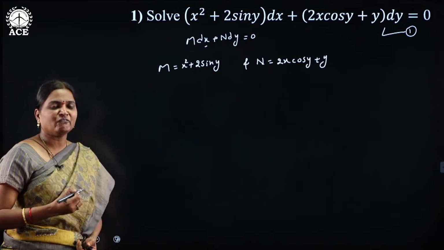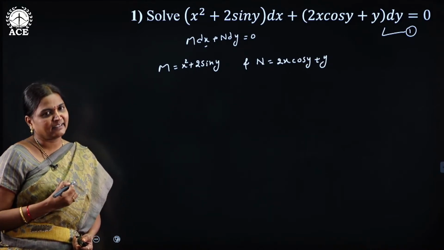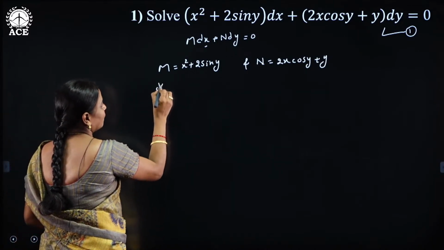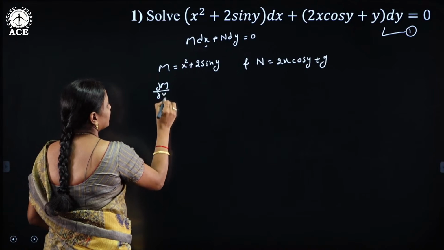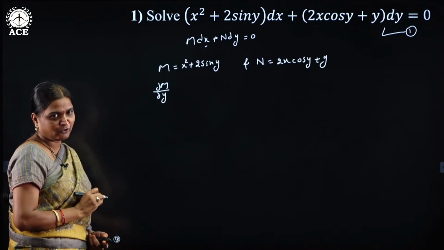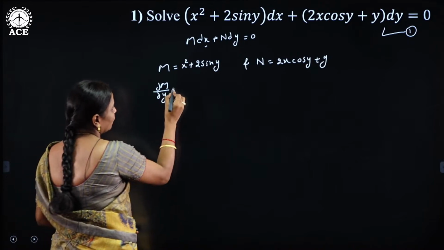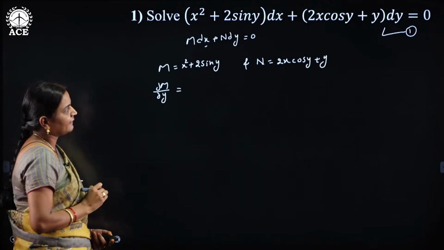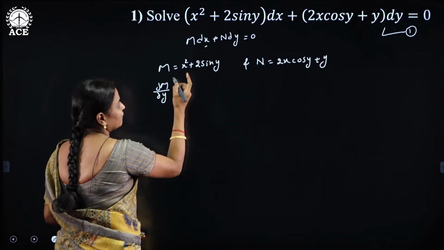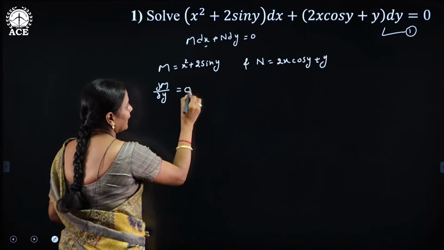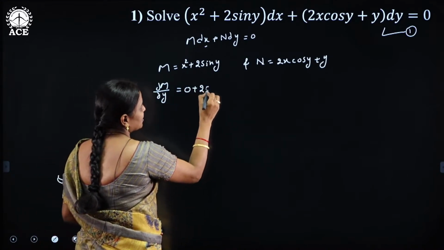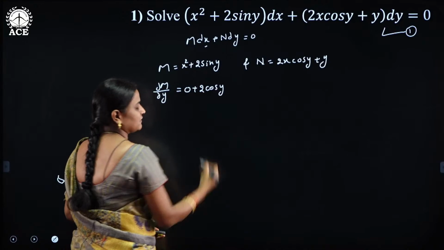To check whether the given differential equation is exact or not, partially differentiate M with respect to y. Here differentiation is performed with respect to y only. ∂M/∂y. While we differentiate with respect to one variable, treat the other variable as a constant. Here the differentiation of x² is 0, plus 2 into the differentiation of sin y. The differentiation of sin y is equal to cos y.